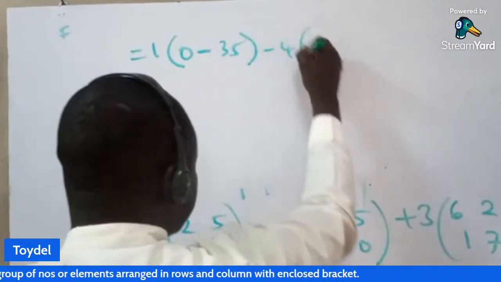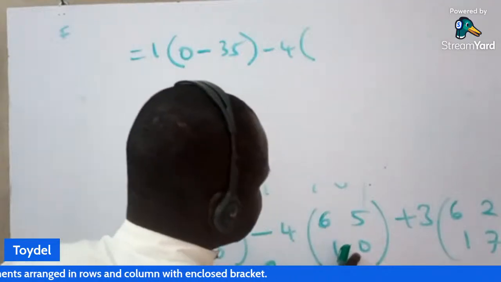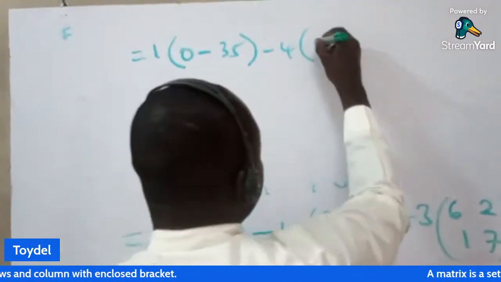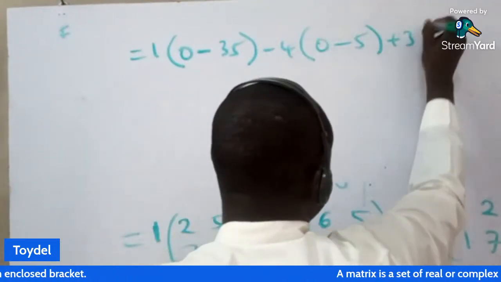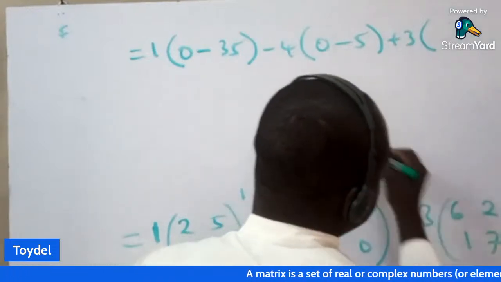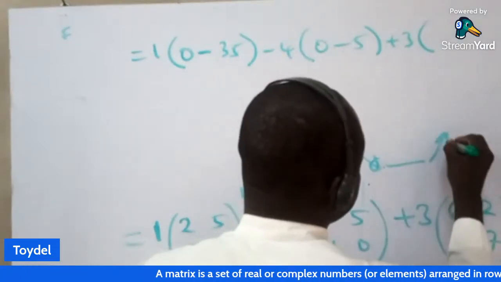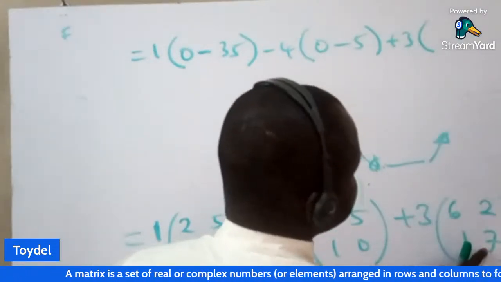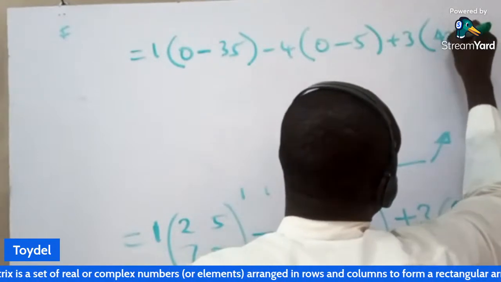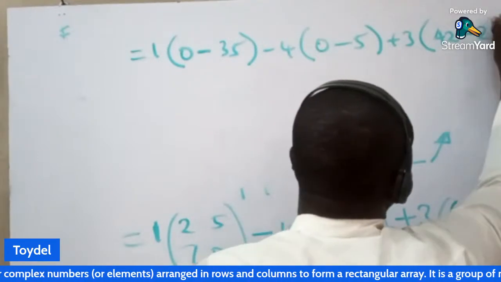Then minus 4 into bracket 6 times 0, that's the leading diagonal. 6 times 0 is 0 minus 5. Then plus 3 into bracket 6 times 7, it is this minus this. So 6 times 7 leading diagonal. 6 times 7 is 42. That will be 42 minus 1 times 2, 2.